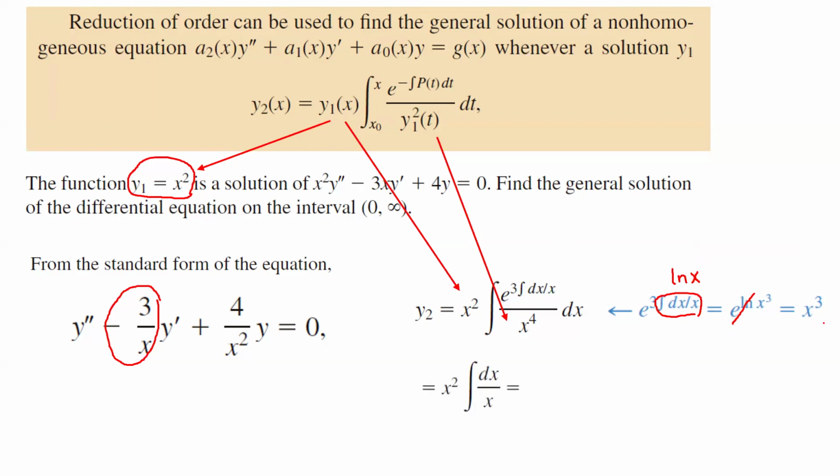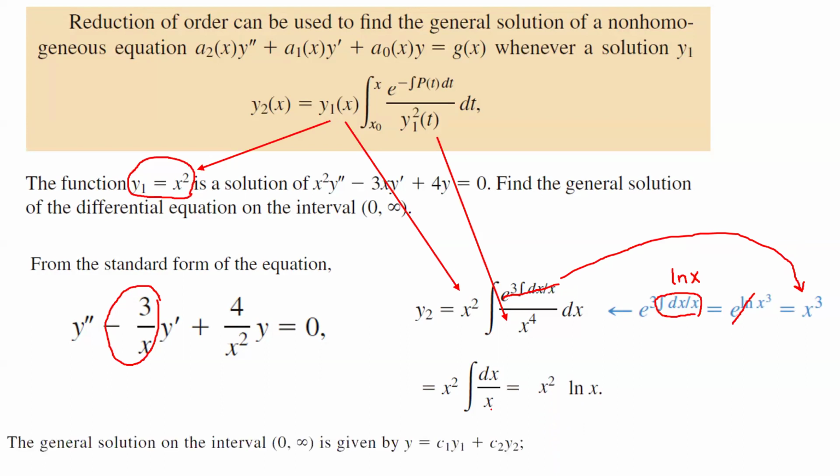Now what? This is equal to x squared times the integral of x to the third divided by x to the fourth. So x to the third divided by x to the fourth happens to be dx over x. But again, this is equal to x squared times ln of x. So we easily found y sub 2. So now you can write the general solution as c1 y1, which is x squared, plus c2 y2, which is x squared ln of x.